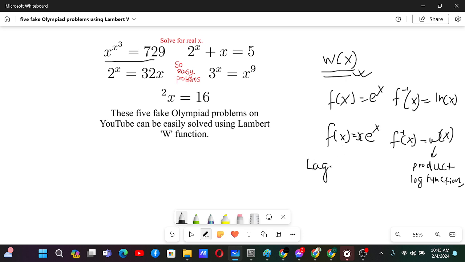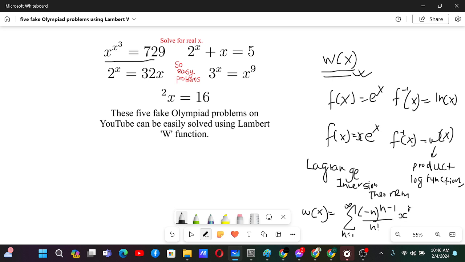Using the Lagrange inversion theorem, we can find the series expansion for Lambert W of x, and that's how we can find the value for Lambert W of 2, Lambert W of 3, or any other numbers. The series expansion for Lambert W of x is the sum from n equals 1 to infinity of (minus n) to the power n minus 1, times x to the power n, divided by n factorial. So this is the series expansion for Lambert W of x, and that's how it is helpful to define the inverse function as Lambert W, because there is a series through which you can find the values.